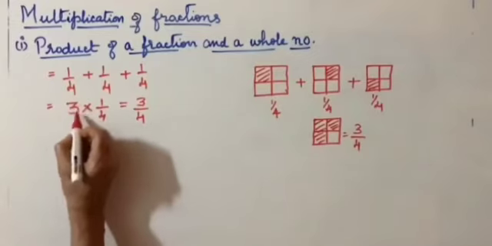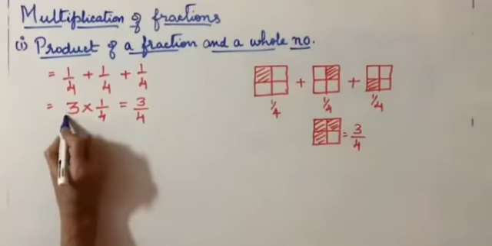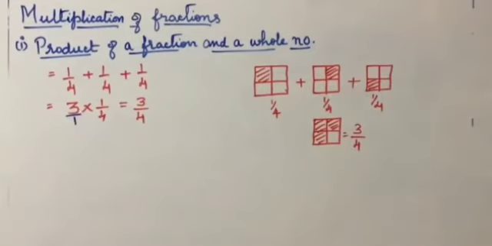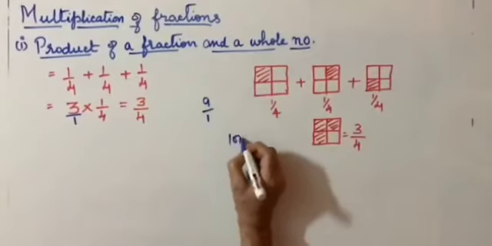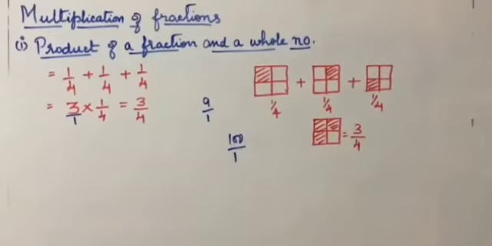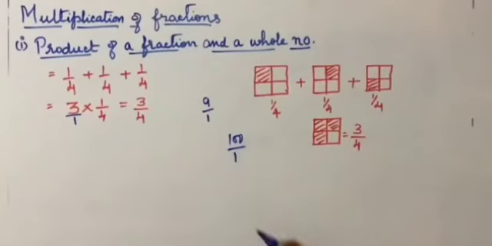Now this 3, though it's a whole number, it is a fraction also. Can you tell me what the denominator is? Yes, I'm sure many have guessed. The denominator is 1. Is it not? So what we can do is 3 can be written as 3/1. I can write 9 as 9/1. 100 as 100/1. Okay. So we don't write 1 because any number divided by 1 is the number itself.